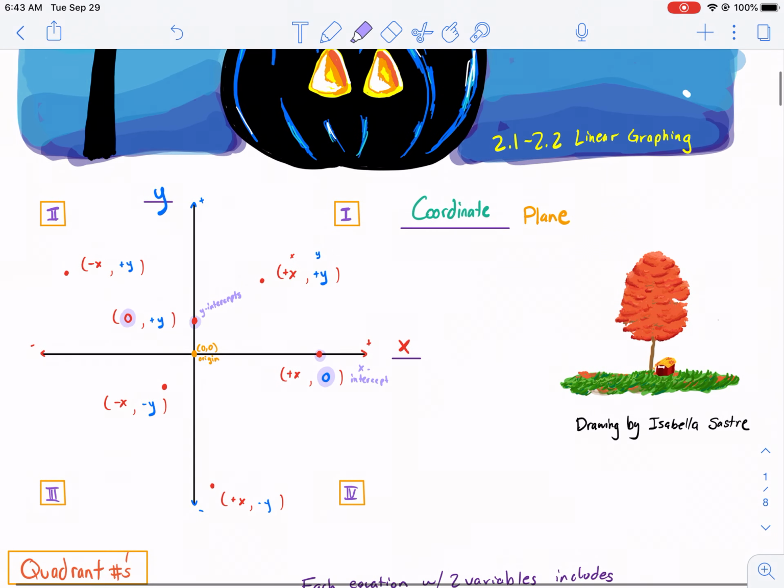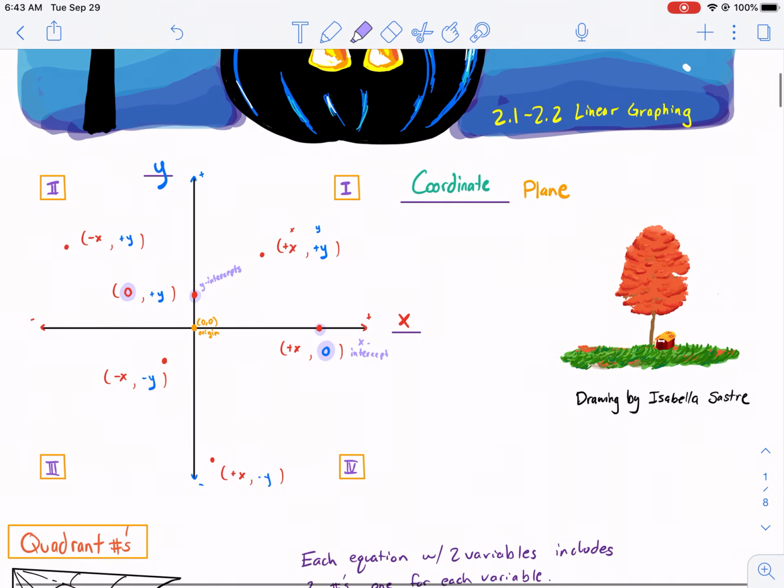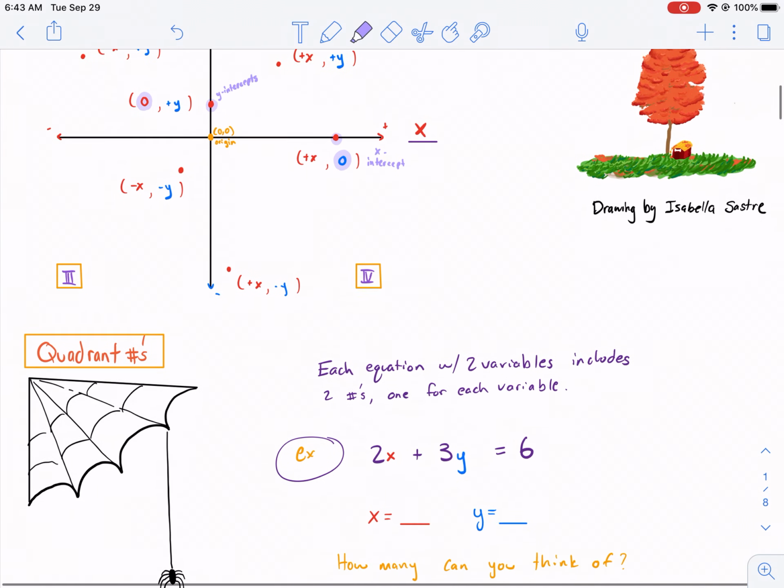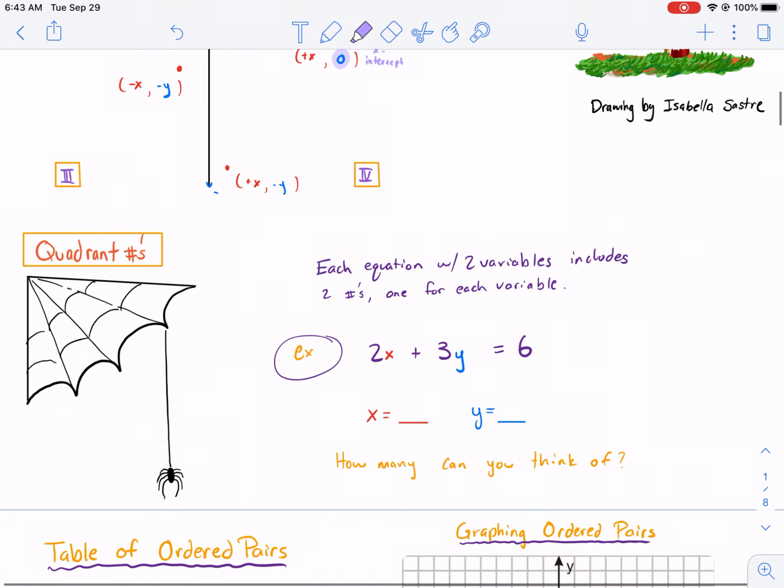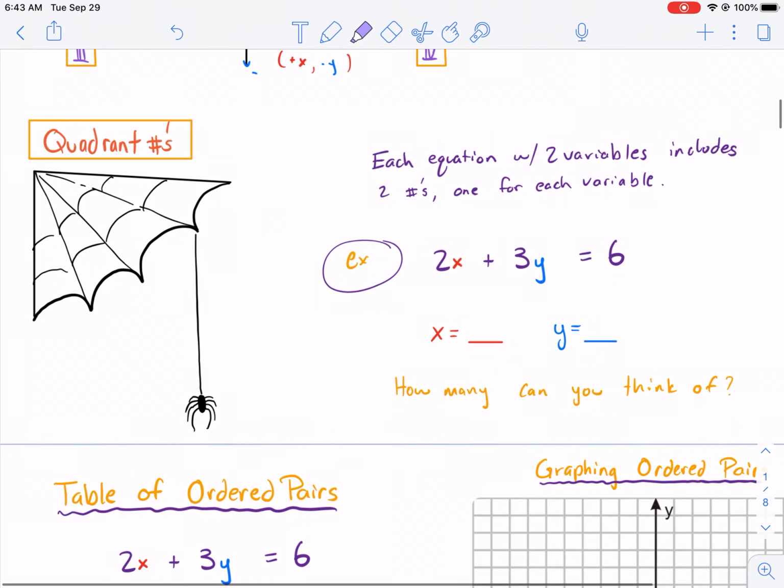Oh, by the way, this is a drawing by one of my former students. Just wanted to shout out to Isabella. If you want to draw something for me and send it over, great. I would happily add that to my notes.